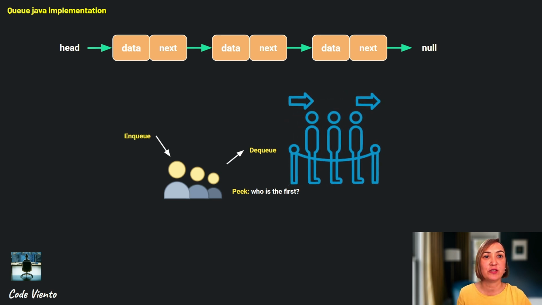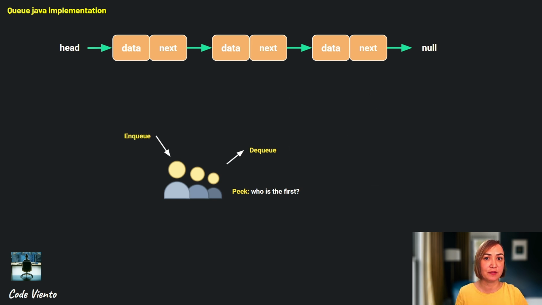Let's get started. A queue follows the first in, first out principle, just like a line of people waiting for service. The first person in the line gets served first. In programming, a queue supports two primary operations, enqueue and dequeue. Enqueue adds an element to the end of the queue. Dequeue removes an element from the front of the queue. Other useful operations: peek checks the front element without removing it. Is empty determines if the queue is empty. Has space checks if the queue has room for more elements.